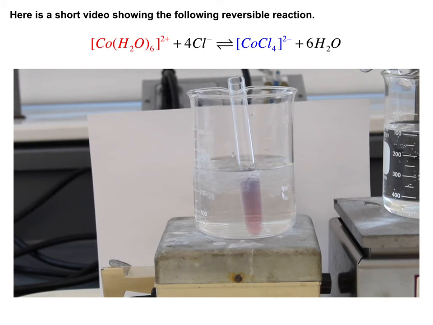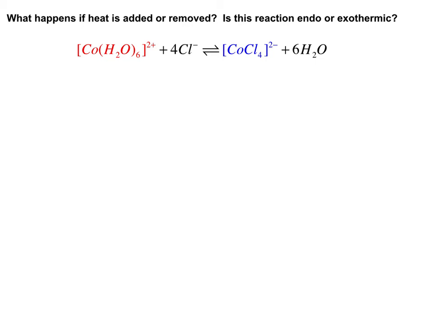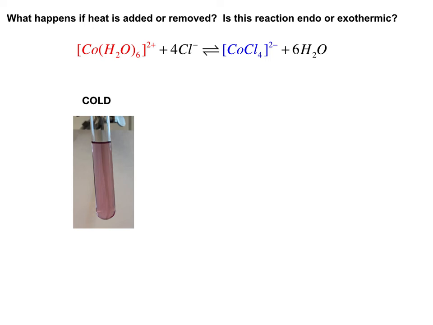So by adding or removing heat, we can actually force this equilibrium to one side or the other. Right? So what happened if heat is added or removed? And what we said, if we add heat, it forces to the product side. So now we have to think about, is this reaction an endothermic or an exothermic reaction? Right? So we started off, if the reaction's cold, we have mostly reactants, right? It's a pink colored solution.